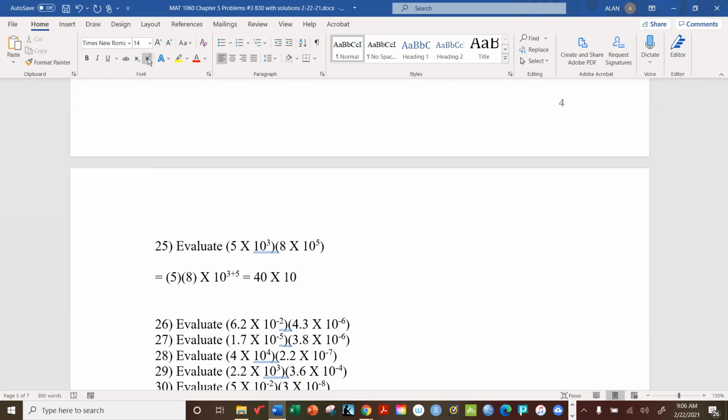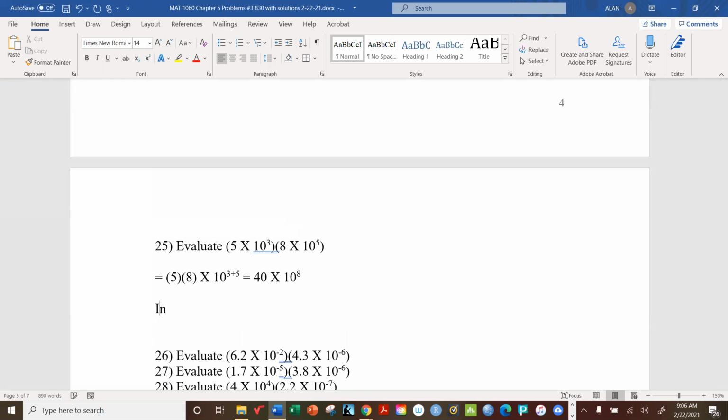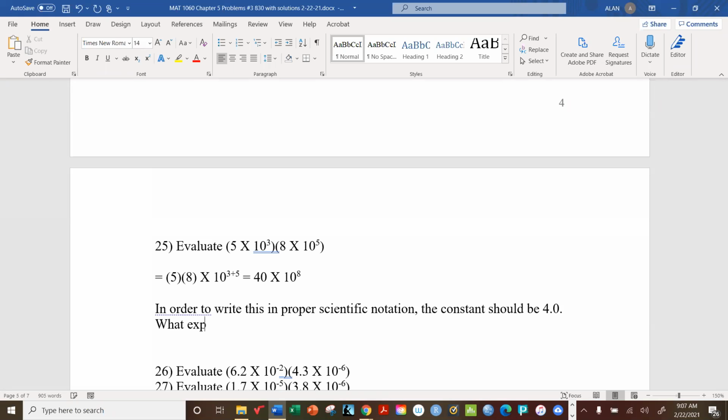So this is 40 to the 8th. Now, here's the problem. Remember, our objective is to get this written as 4.0, not 40. So how do we adjust it? What we're going to be asked to do here is, in order to write this in proper scientific notation, the constant should be 4.0. What exponent of 10 do we need to make this work?